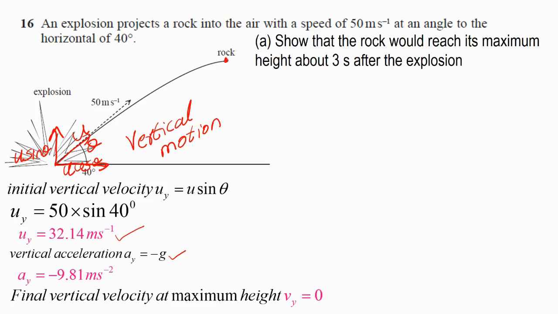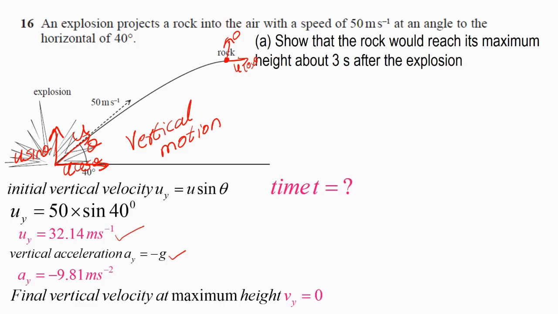When the rock attains the maximum height, there is no vertical velocity, but it has some horizontal velocity. The horizontal velocity remains constant, equal to u cos theta, and its vertical velocity becomes 0 at the maximum height. That means the rock will move downward after reaching the maximum height. So vy equals 0 at the maximum height.